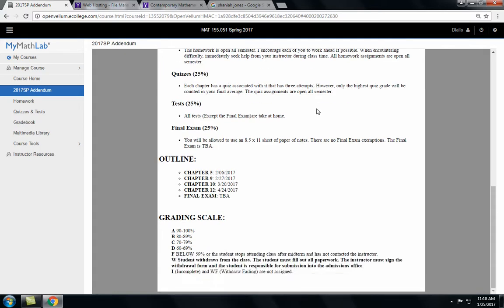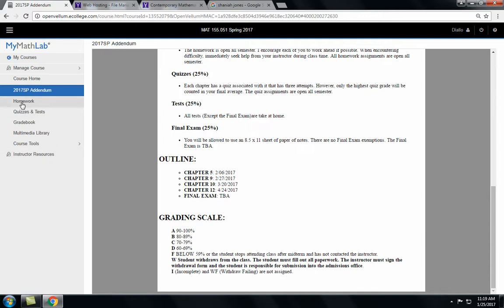Next, we see the outline of the course. And in the course, we are looking at 4 chapters, chapter 5, 9, 10, and 12. Here we have the anticipated test dates. Next, we have the grading scale. There's a regular 10-point grading scale.